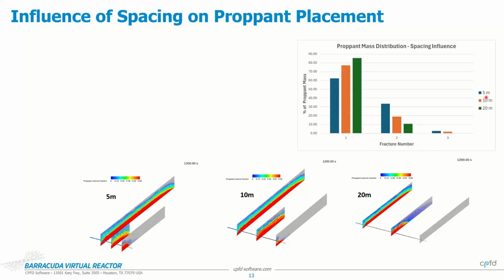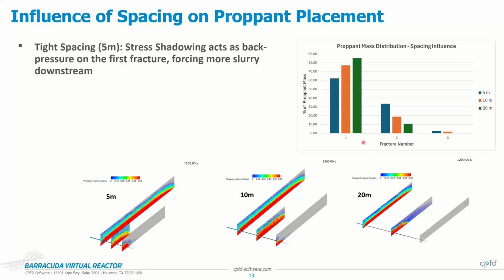Each one of the colors represents a certain spacing. So the blue is for 5 meters, the orange is for 10 meters, and the green is for the 20-meter setting. The first thing one notices is that in all three spacings, the first fracture gets most of the proppant mass compared to the other two fractures. However, the results are a bit more nuanced than that. What you see is that as you increase the spacing, the first fracture cannibalizes most of the proppant mass into it, and that trend continues.